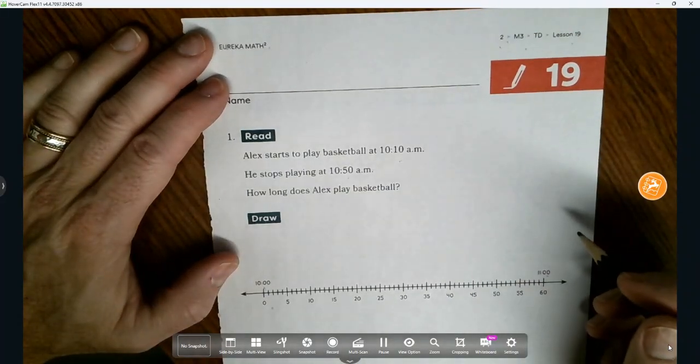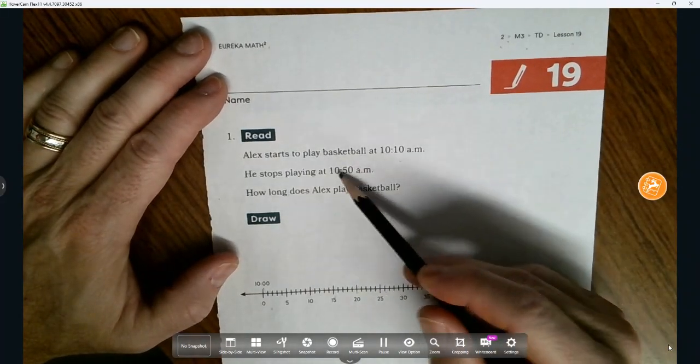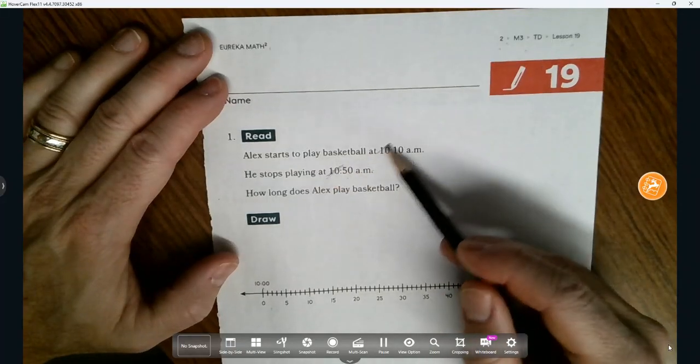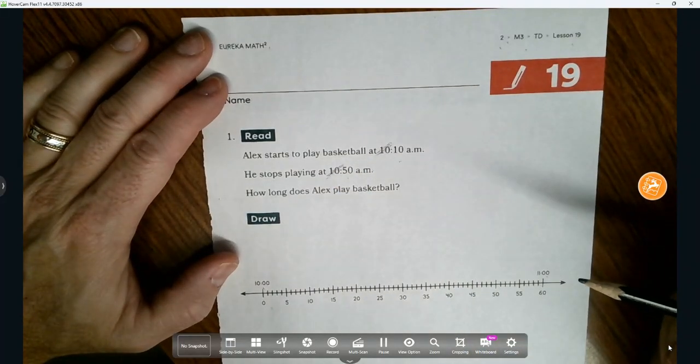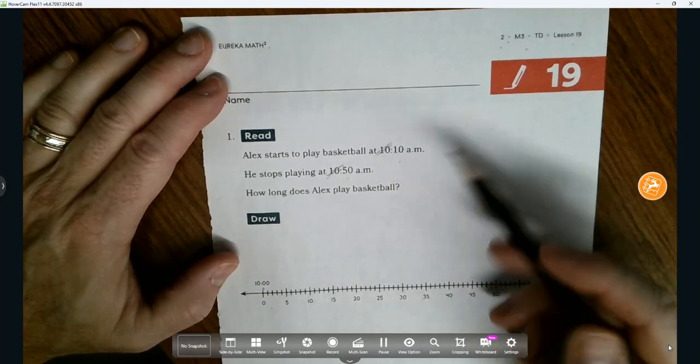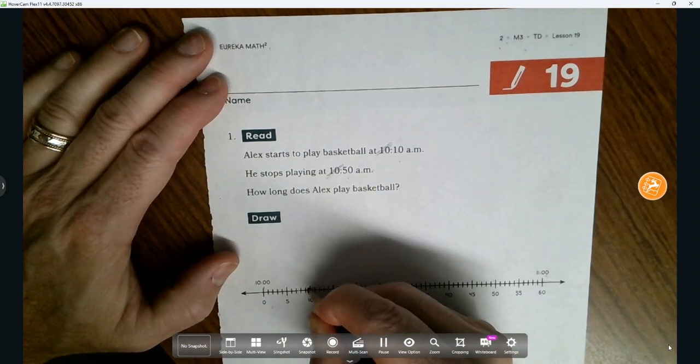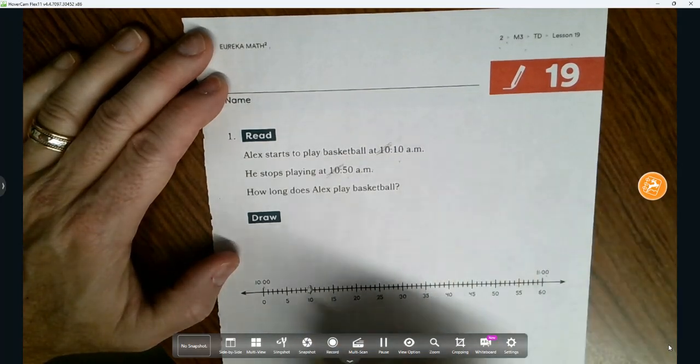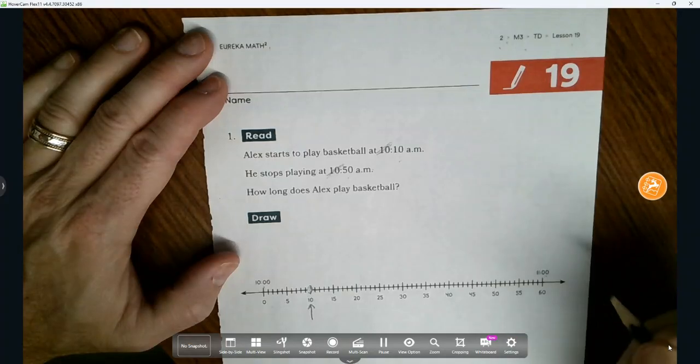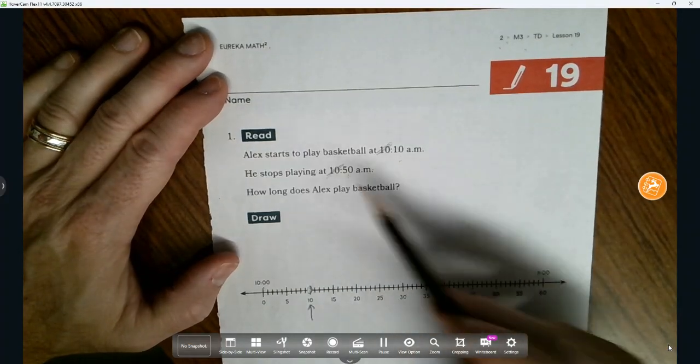So we want 10:10. Well, we don't need to worry about the hours. They took care of that for us. So the hours don't matter right now. So let's find the minutes. So we want to find 10. So 10:10 right here. Okay, right there. Make a nice big dot on it. Right there is 10:10. So now we need to find the 50.